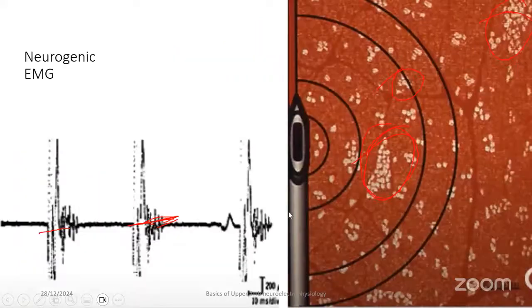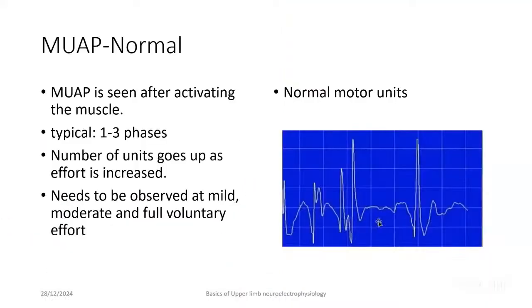And neurogenic EMG means there's a grouping of these sprouting neurons, and they give rise to various types of abnormal motor unit action potentials and complex repetitive discharges. Normally, MUAP is seen after activating the muscle, typically 1 to 3 phases only. The number of units goes up as effort is increased. So these are the normal motor units. They need to be observed at mild, moderate, and full voluntary effort. That's what I was telling, slowly, more and more.